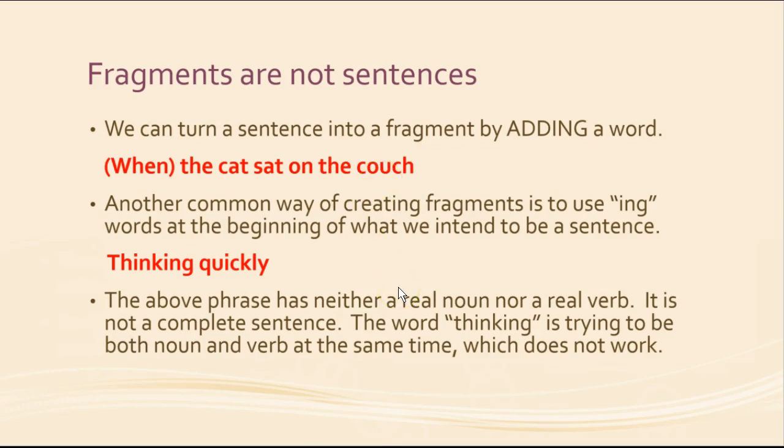Another common way of creating fragments is to use ing words at the beginning of what we intend to be a sentence, as in thinking quickly. This phrase really doesn't have a real noun or a real verb. It's not a complete sentence. The word quickly is just an adverb and can't do anything for us as a subject or a verb. So this word here, thinking, is trying to be both the noun and the verb at the same time, which does not work. The noun and the verb have to be separate words.